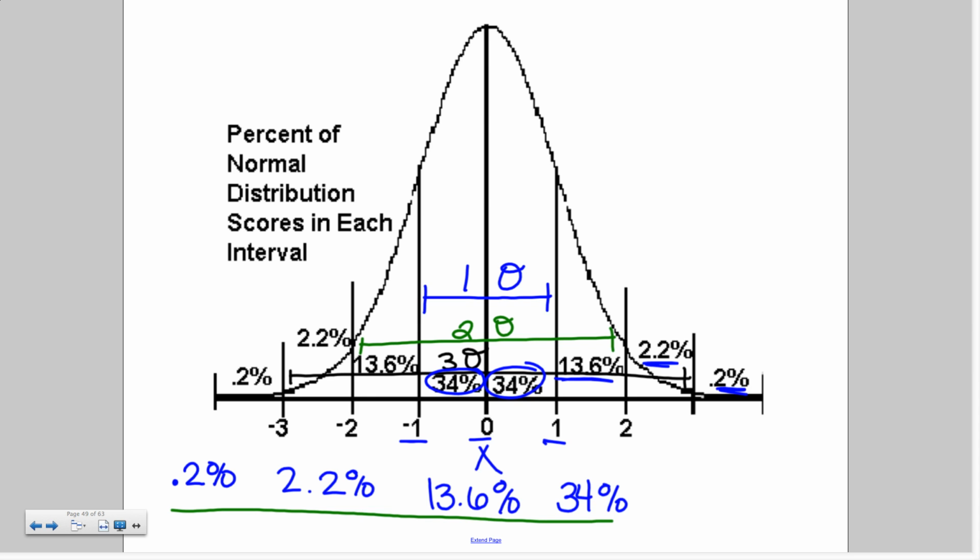then you're just going to repeat. It's going to be 0.2, 2.2, 13.6, then 34. Then you're going to start at the top and go down: 34, 13.6, 2.2, 0.2. So you just need to memorize that. That is an easy thing to remember, but this you're going to use for this section and the next section.